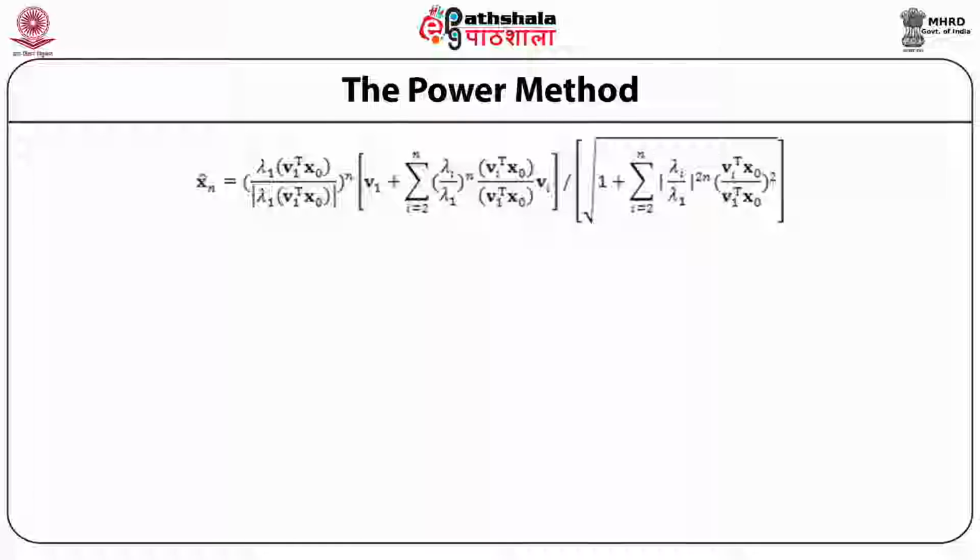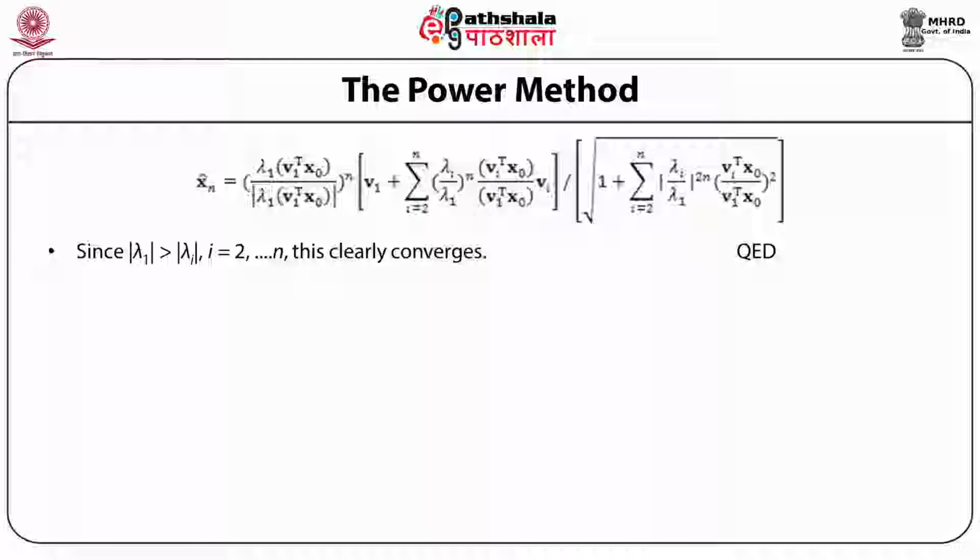On separating out the i equals 1 part of the summation, xn vector equals (lambda 1 times v1 transpose x naught divided by |lambda 1 times v1 transpose x naught|) whole raised to power n into v1, plus the summation i equals 2 to n of (lambda i by lambda 1) raised to power n into (vi transpose x naught divided by v1 transpose x naught) into vi, whole divided by the square root of 1 plus the summation i equals 2 to n of |lambda i by lambda 1| raised to power 2n into (vi transpose x naught divided by v1 transpose x naught) whole squared.